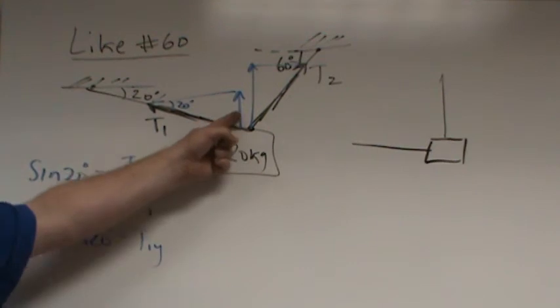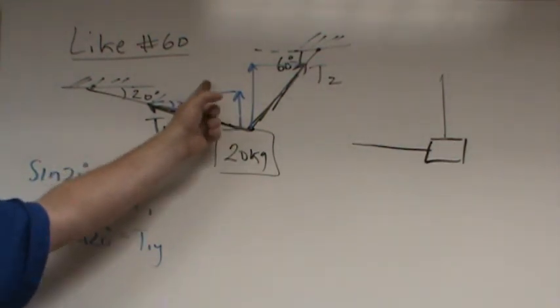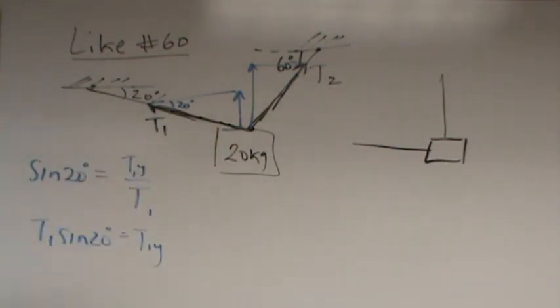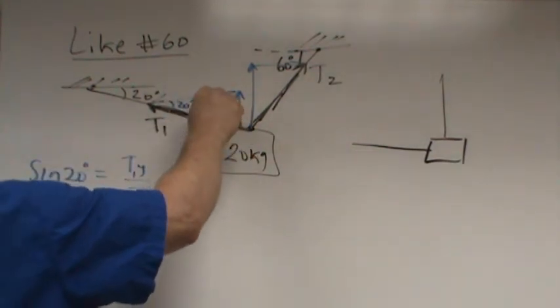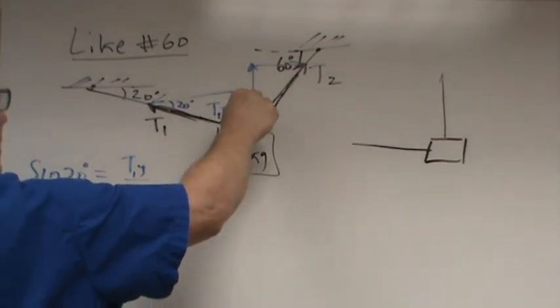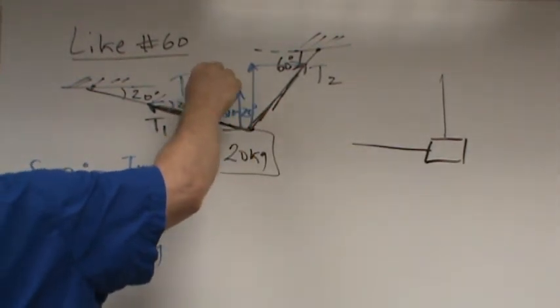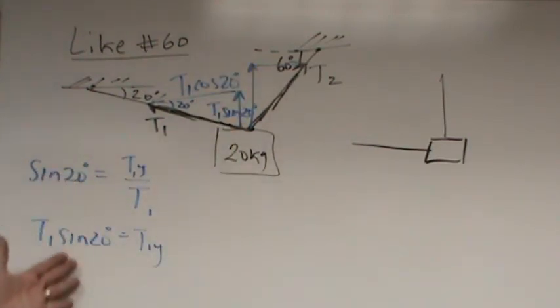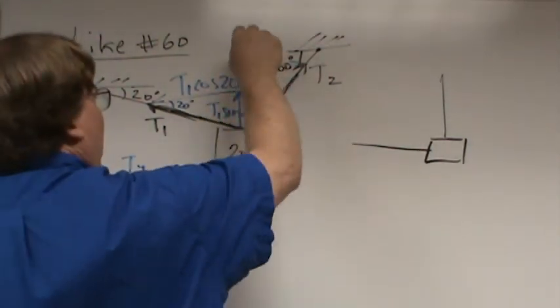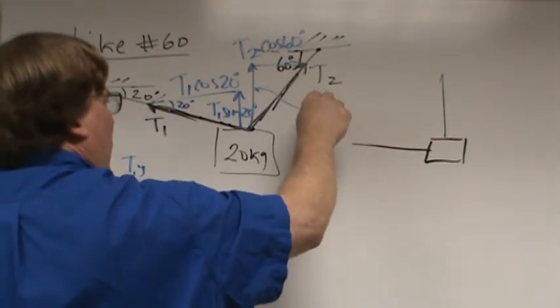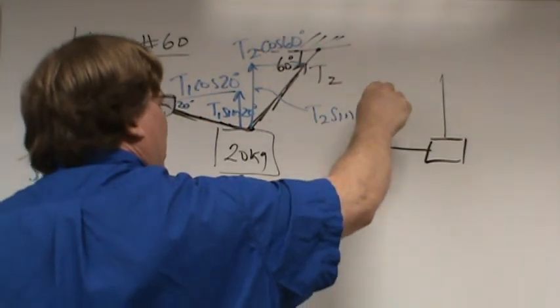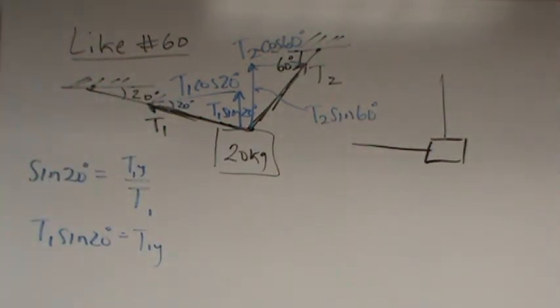So you're not going to call this T1x and T1y like you did yesterday with the helicopter problem, because those are two separate and distinct variables. No, you're going to call this T1 sine of 20, and you're going to call this T1 cosine 20, because it's similar with the cosine. And the same thing here. This is T2 cosine of 60 degrees, and this vertical guy will be T2 sine of 60 degrees. So now you've only got two unknowns to go with your two equations.